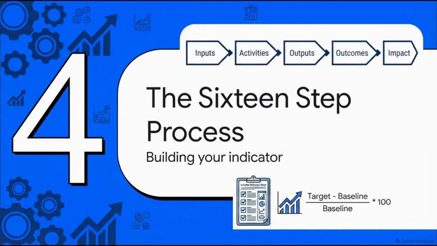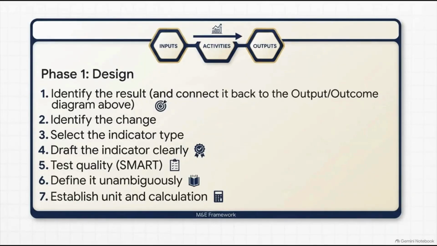Section 4. The 16-step process. We are transitioning into the assembly phase now, where we actually build an indicator through a clear, highly structured progression. Phase 1 is design. This is where you pinpoint the result, identify the exact change, pick your indicator type, draft it, and run it through that SMART test. But the absolute most critical part of this phase? Banishing vague words. If your draft relies on words like effective, adequate, or empowered, you have to clearly define what those mean operationally. Once you've done that, you establish your exact unit of measurement.